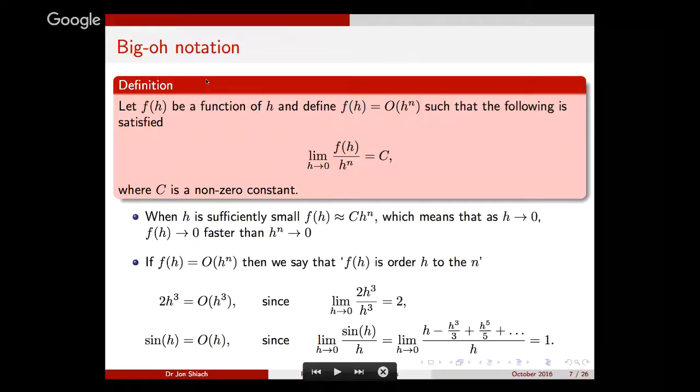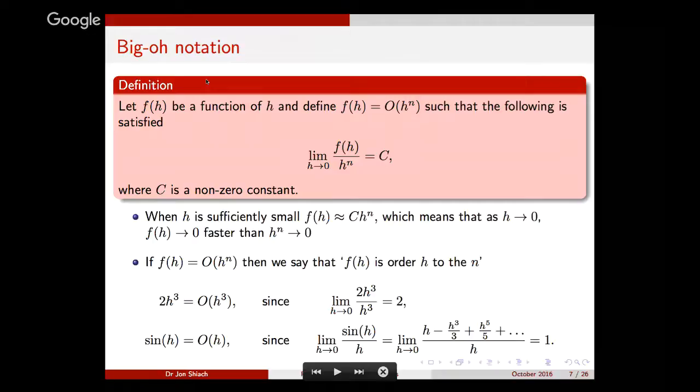In other words, if we ignore the limit for now, we say h is something really, really small, so we can get rid of the limit. Multiply both sides by h to the n, we get this. So we get f of h is roughly equal to some constant c, that's just some number, times h to the power n. Because this constant is non-zero and positive, this means f of h goes to 0 at a rate comparable to h to the n.